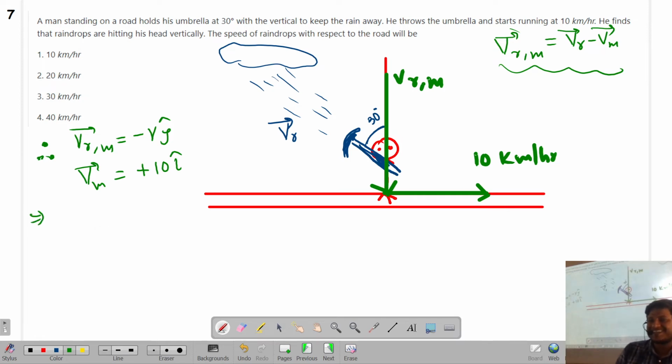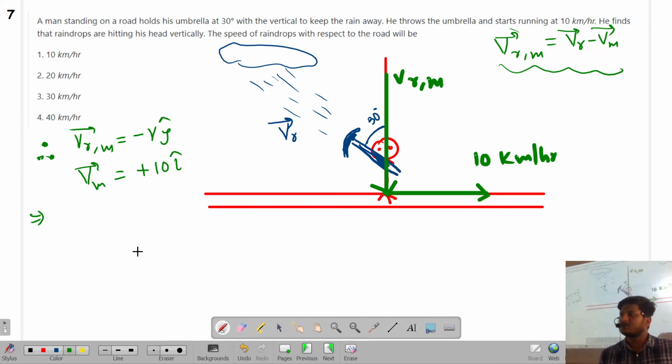Look over here. Please try to see this. Now look over here. We are aware of the velocity of rain with respect to man. That is how much? Minus v j cap. We are aware of the velocity of man. That is how much? Plus 10 i cap.